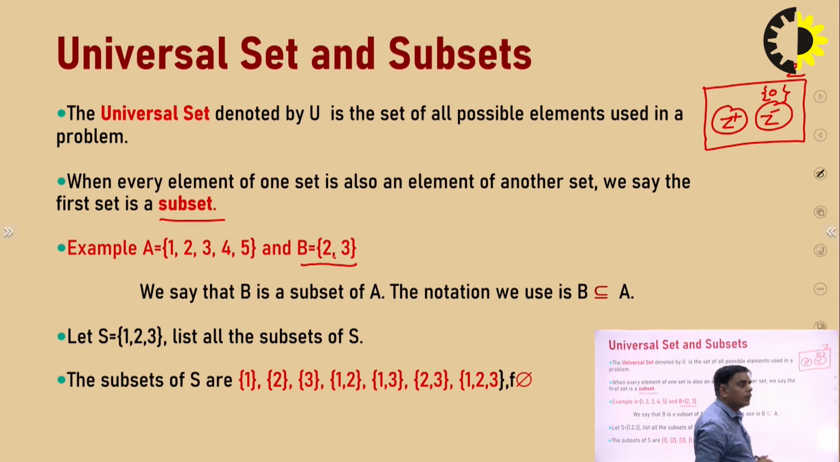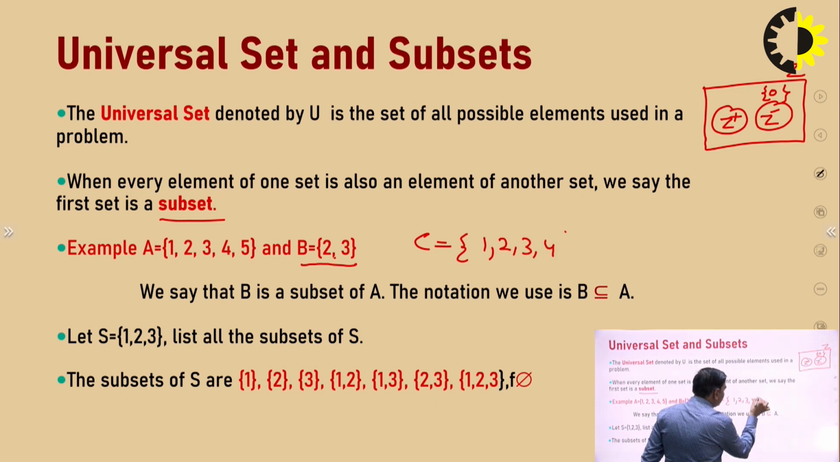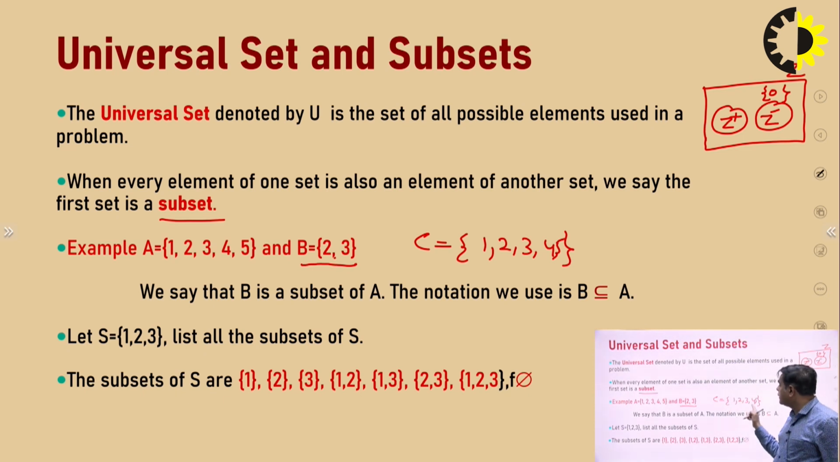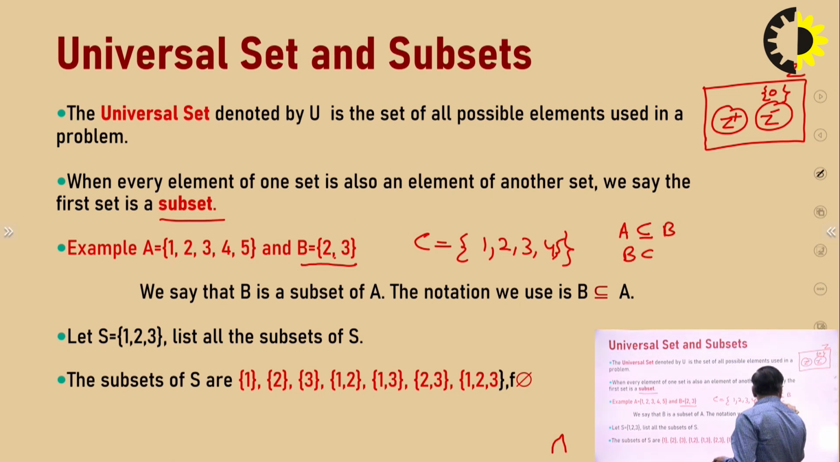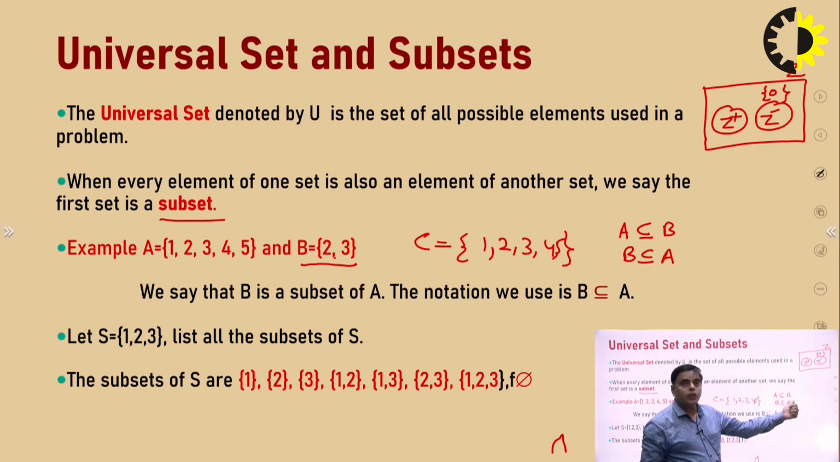In the special case, when there is a set C and it contains all the elements which are in A, 1, 2, 3, 4 and 5, you can see each and every element of C belongs to A: 1 belongs to A, 2 belongs to A, 3 belongs to A, 4 belongs to A, and 5 belongs to A. So in such a case, we can say C is a subset of A. If two sets are equal, you can write that A is a subset of B or B is a subset of A. Both statements hold.